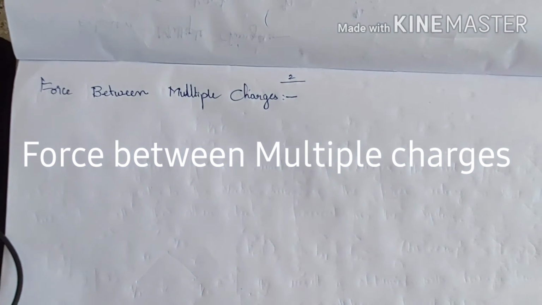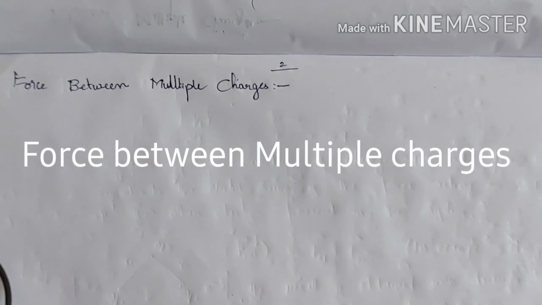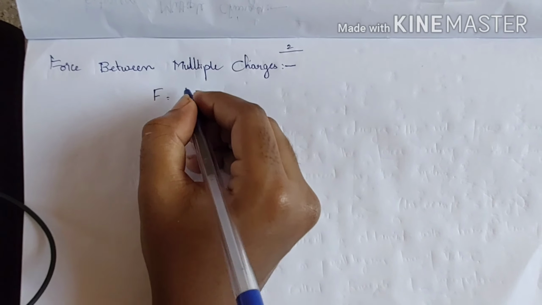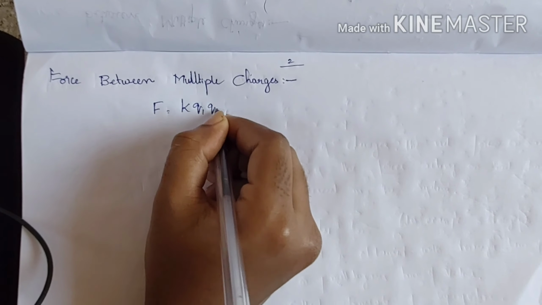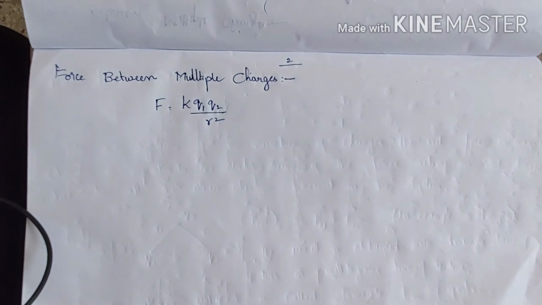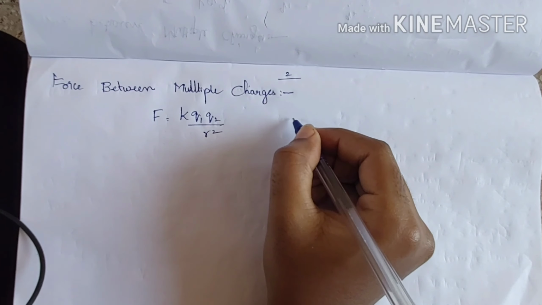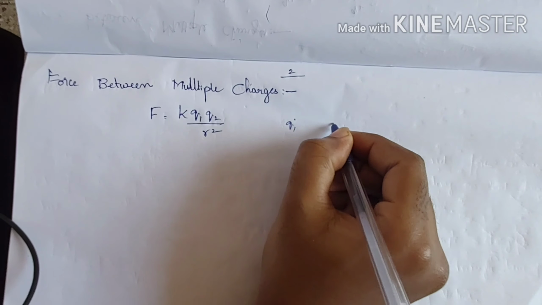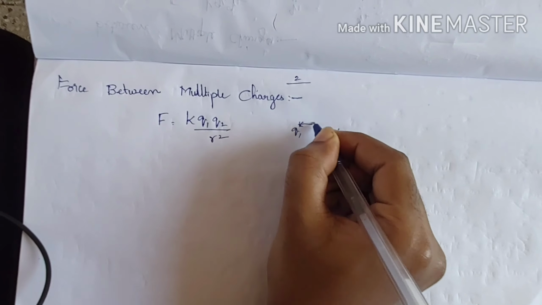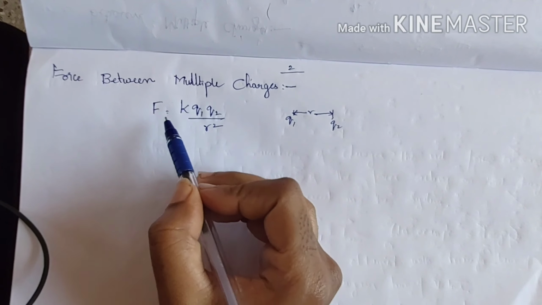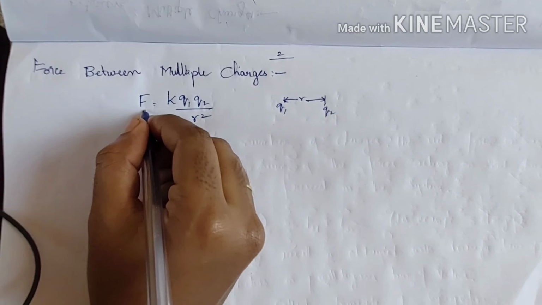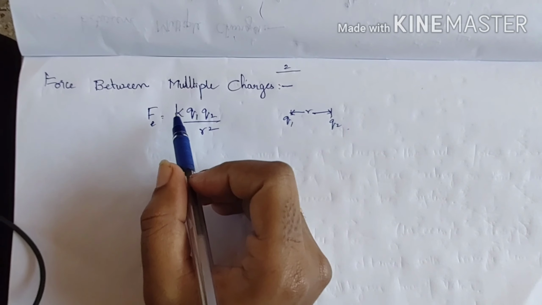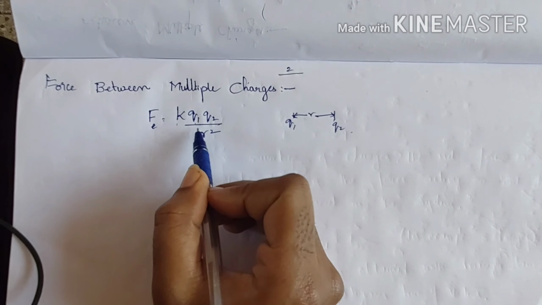Force between multiple charges. In the last case, we have seen Coulomb's law, where we find the electric force between two charges as K Q1 Q2 by R square. Now, I'll just give you a brief explanation of that. Q1, Q2 are separated by a distance R between the centers. Then there exists a force of attraction or repulsion. So I'm writing it as electric force, attraction or repulsion between the two charges, represented with K Q1 Q2 by R square.